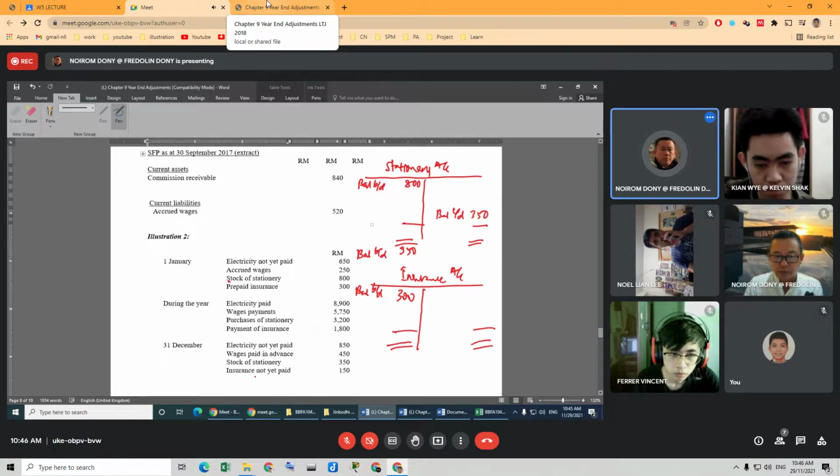And insurance not yet paid. You know insurance is an expense and it is not yet paid, so it becomes a liability, isn't it? It's different from prepaid insurance, where insurance is an expense paid in advance, so it's an asset. So you will have a credit closing balance BD on the credit side, CD above the total on the opposite side. Then I put 150.